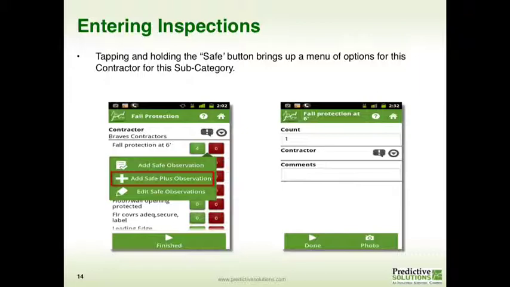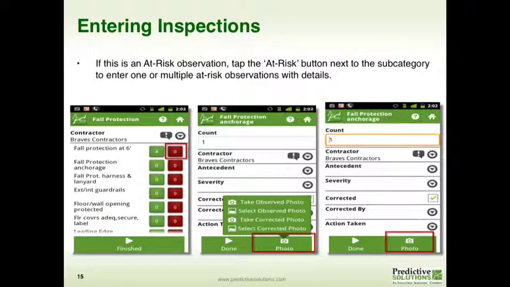If you tap on Add Safe Plus Observation, this will present you with a screen that will allow you to alter a count, so you can put in multiple safe observations at one time, as well as add any necessary comments to that safe item. If you want to add an at-risk item, you can tap on the red at-risk button next to a subcategory.